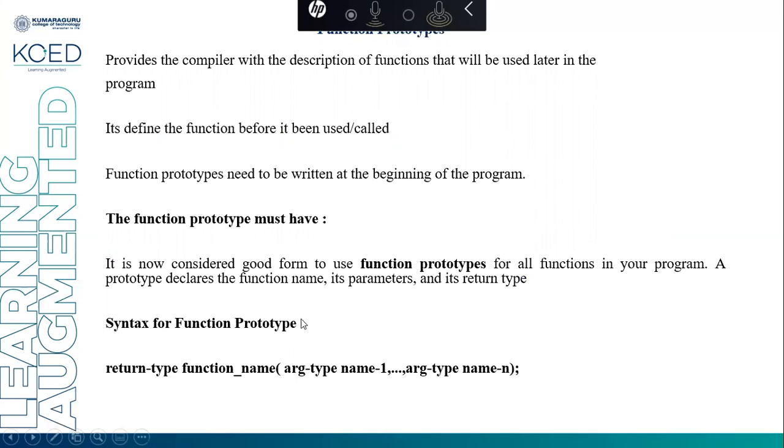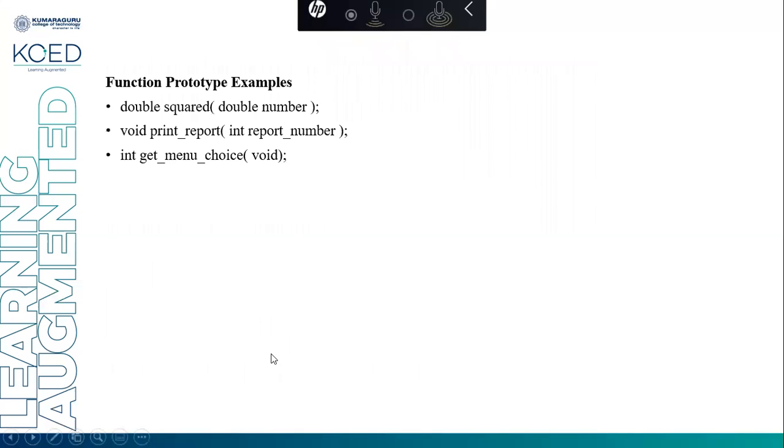The syntax of the function prototype is given below: the return type of the function, the function name followed by open and close parentheses, containing argument type and name 1, argument type and name 2, up to argument type and name n. So this is a function prototype. It tells the compiler how many arguments it will take, what the types of the arguments are, what the function name is, and what it will return. The compiler will understand very clearly, so it is very essential to mention the function prototype.